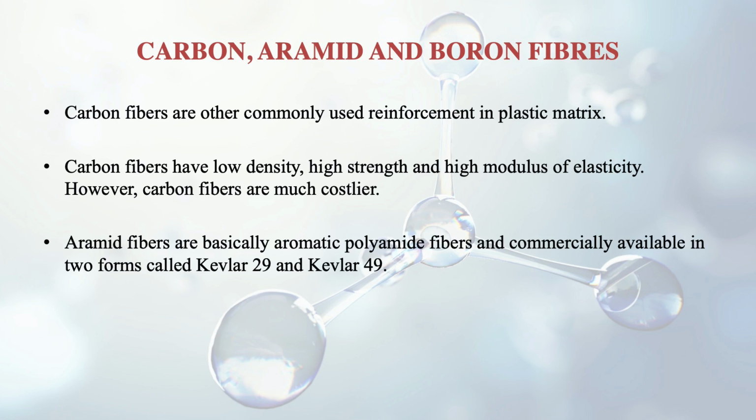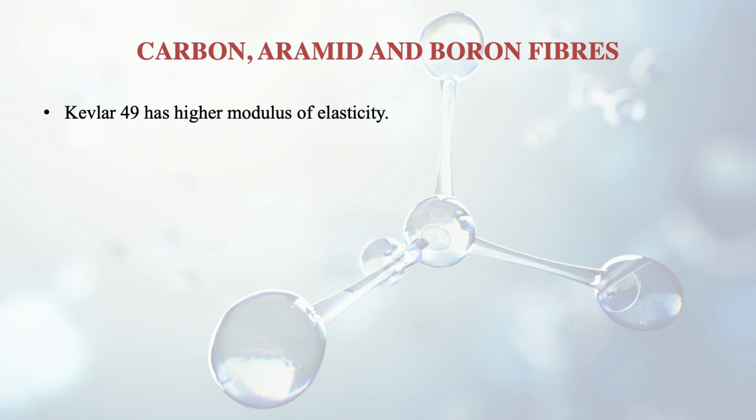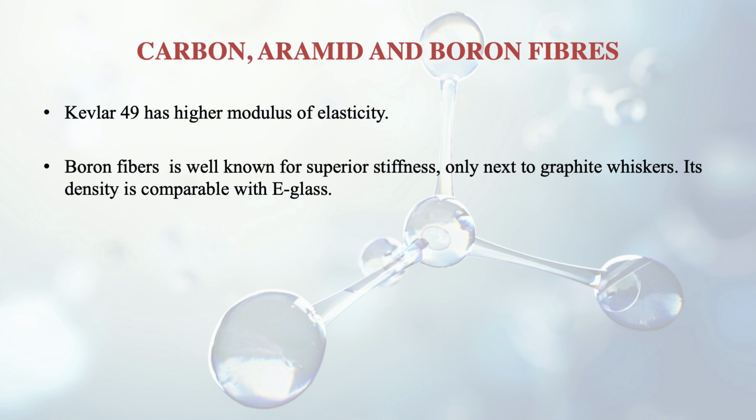Then there are the aramid fibers. These are basically aromatic polyamide fibers, aromatic compounds, and these are also commercially available, mostly in two forms, that is Kevlar 29 and Kevlar 49. This term, Kevlar, is very common and very famous. Kevlar 29 is known for high strength and low density, whereas Kevlar 49 has a higher modulus of elasticity. Then there are the boron fibers also. They are known for superior stiffness, and their stiffness is next only to graphite, which we discussed earlier, and their density is comparable with E-glass.